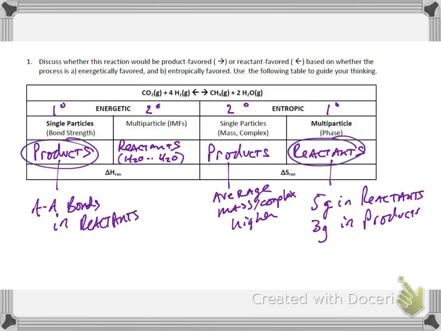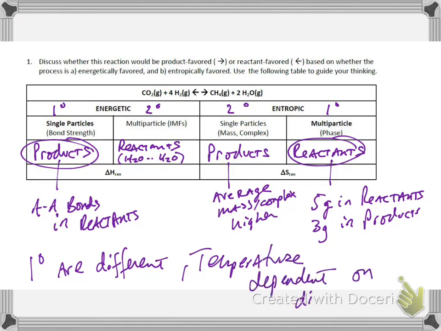That means here that the primary considerations have been determined and they are different, right? So the primary are different. That means there's going to be a temperature dependence on directionality.